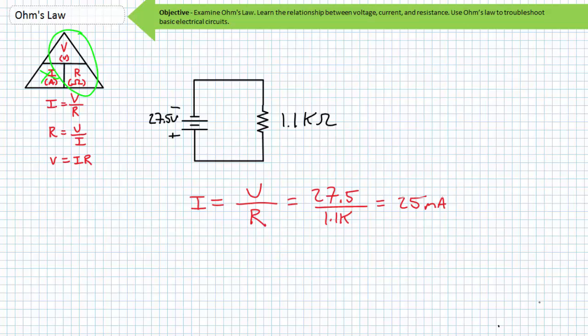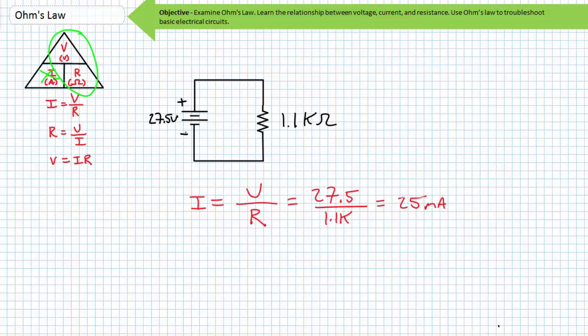In this case, conventional current still leaves the positive terminal of our voltage source and returns to the negative terminal. Therefore, the polarity of the voltage drop across the 1.1 kilo ohm resistor is reversed because the direction of conventional current through it has been reversed. For all intents and purposes, this is the exact same circuit, and we have done nothing to change it other than flipping it on its head.